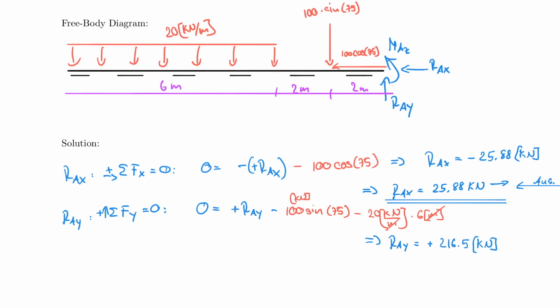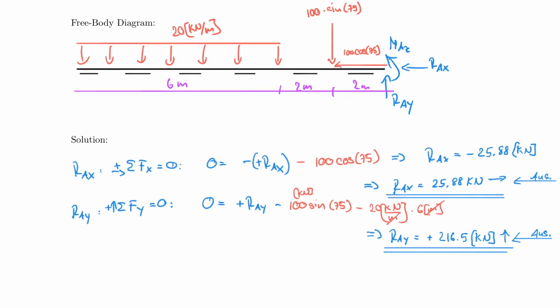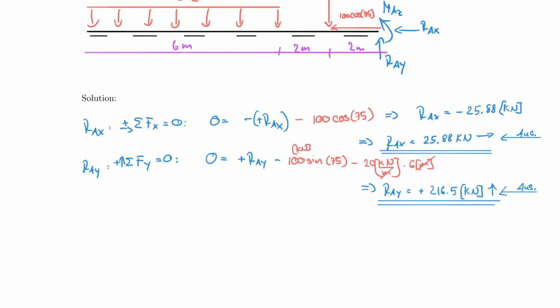And that means that it's pointing upwards. I assumed that correctly. So I can make this my answer. And my last result now is the moment, which I calculate by the sum of the moments. So to find MA about the z-axis, I use the sum of the moments about point A in this case.